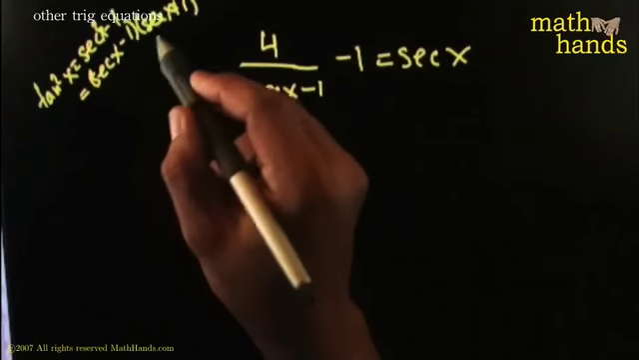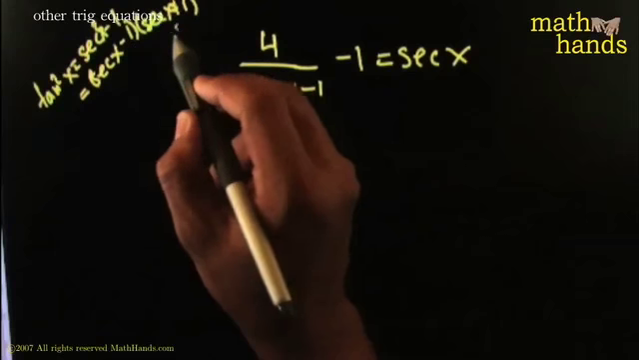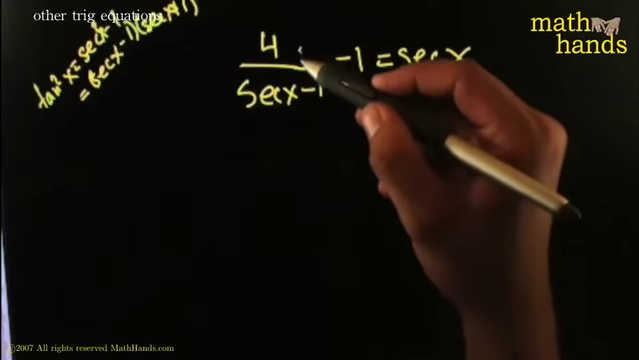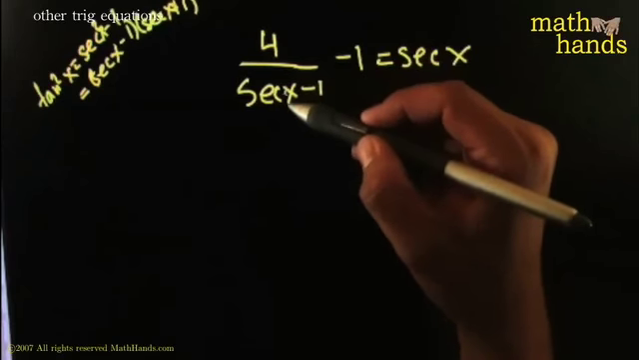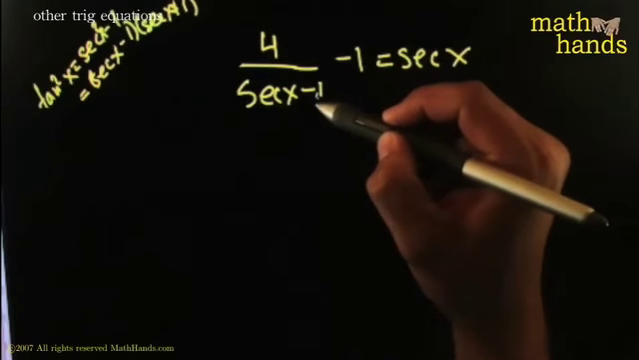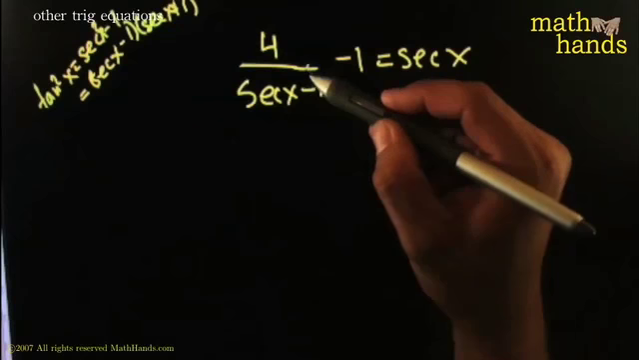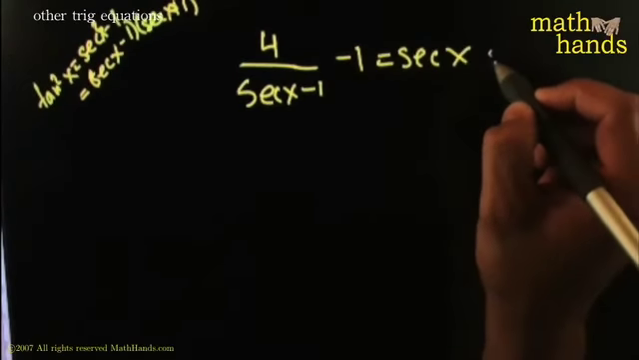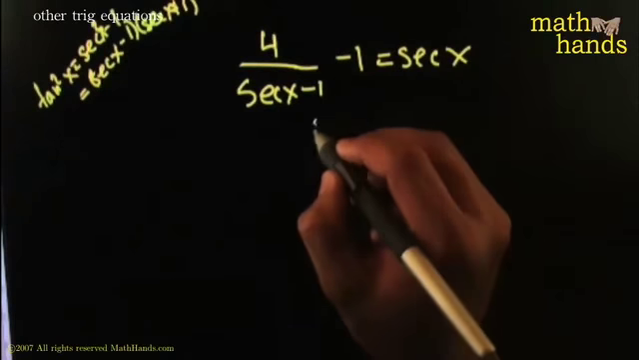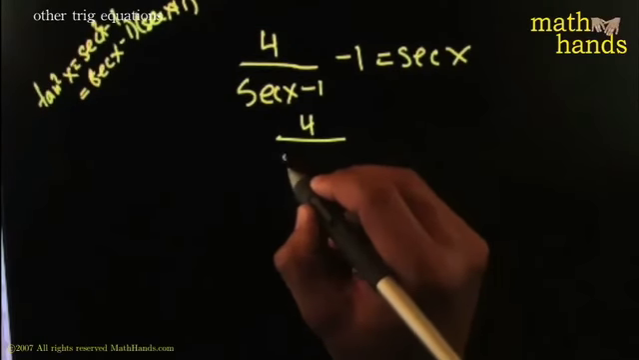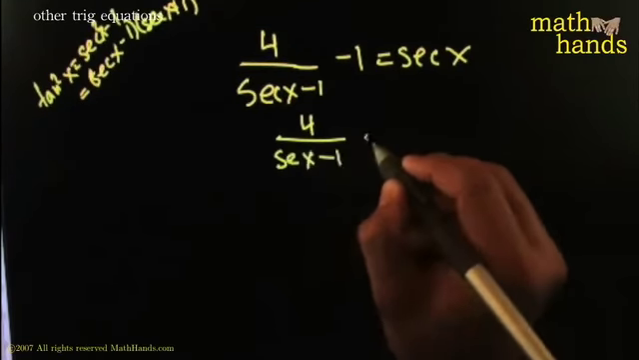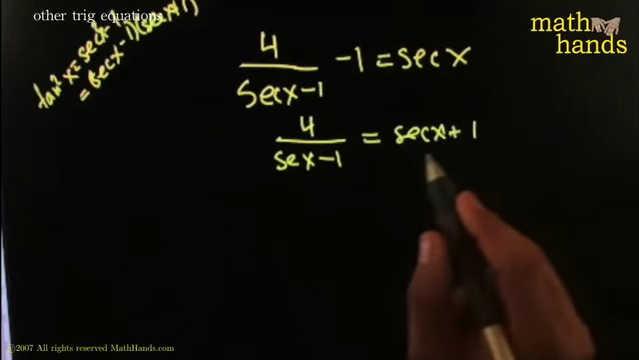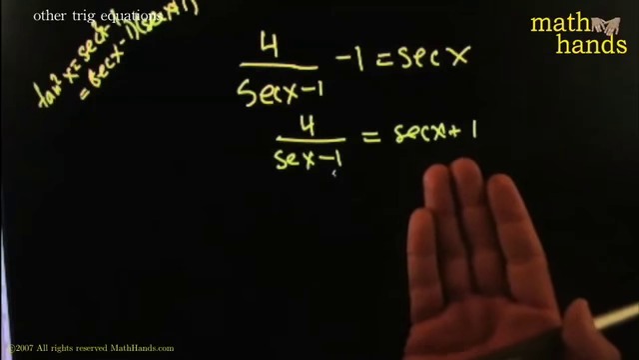So these two are called conjugates. When you multiply them together, you get secant squared minus 1, which turns into a tangent squared. So the natural thing to do here would be to multiply top and bottom by the conjugate of secant x minus 1, which would be secant x plus 1. But I'm noticing here that you could put that over there and you'll have the conjugate. So I could also try this. I could go like this. 4 over secant x minus 1 is equal to secant x plus 1. And I notice it just happened to be that in this case the conjugate is on the right side.